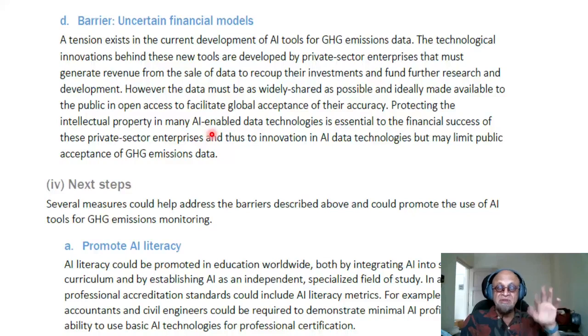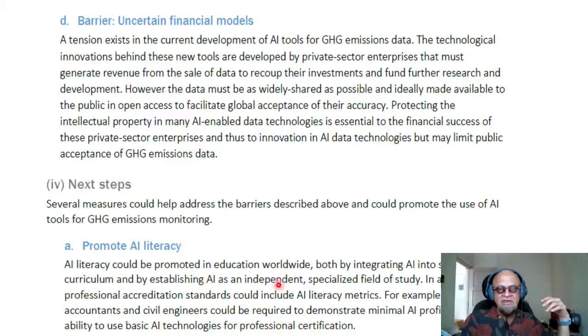Then is there somebody monitoring, saying, hey, you are fudging your data, and so on, right? So what are the next steps? Several measures could help address the barriers described above and could promote the use of AI tools for greenhouse gas emissions monitoring. GHG emissions, I don't know whether it's easier to say greenhouse gas or GHG.